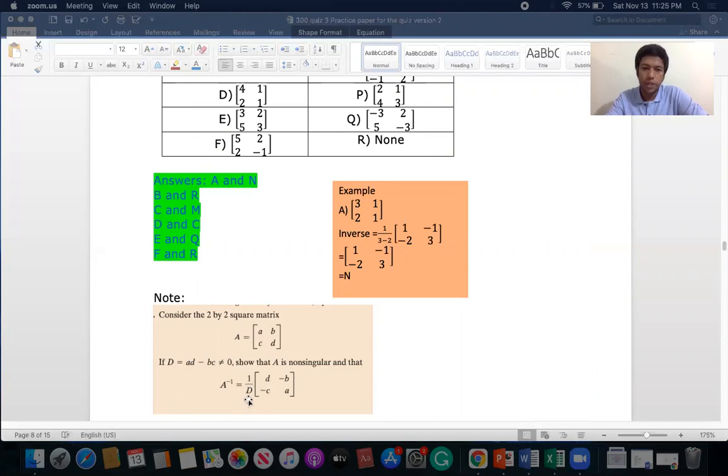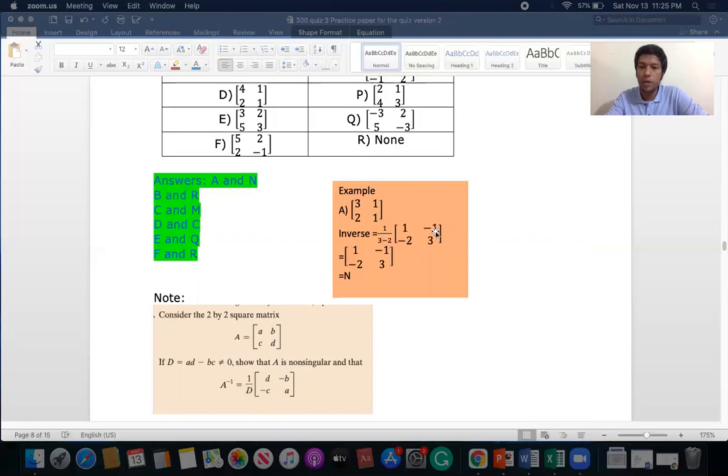Then 1 divided by the determinant, that means 1 divided by AD minus BC. Afterwards, A and D will interchange, the first corner will interchange, and the second corners will take the negative sign, they will change the sign. So here we multiply 3 and 1, which means 3, minus 2 and 1 means 2.